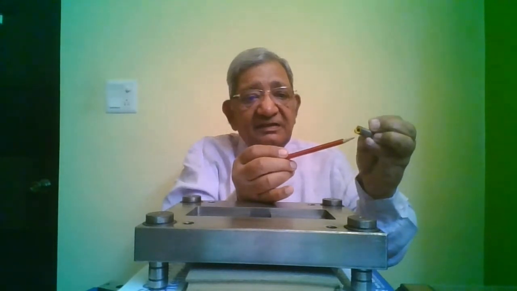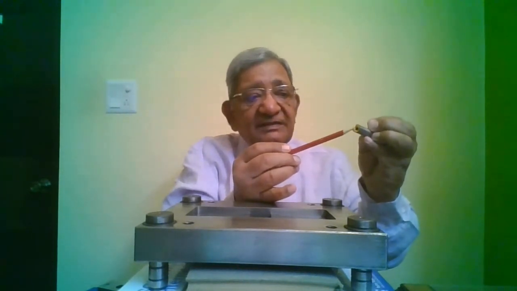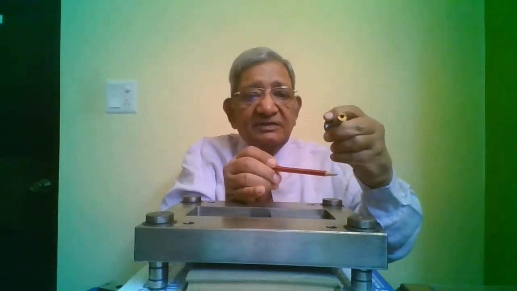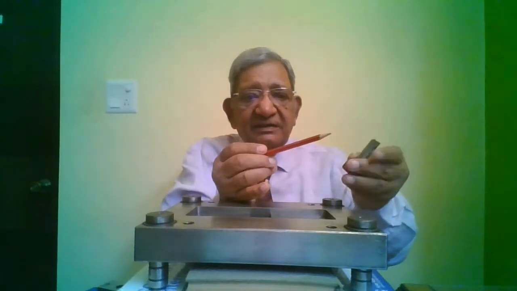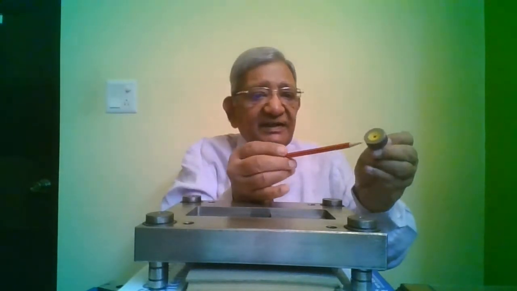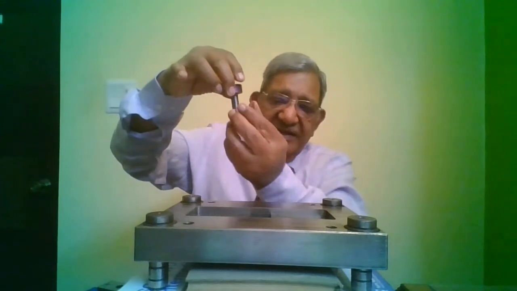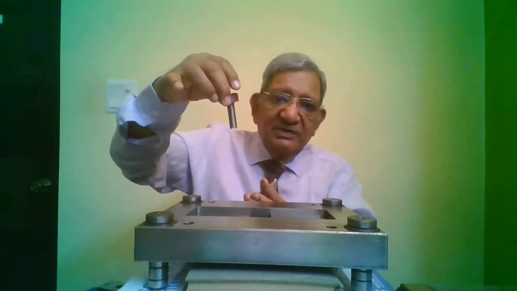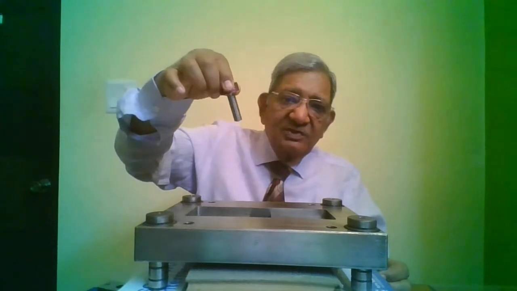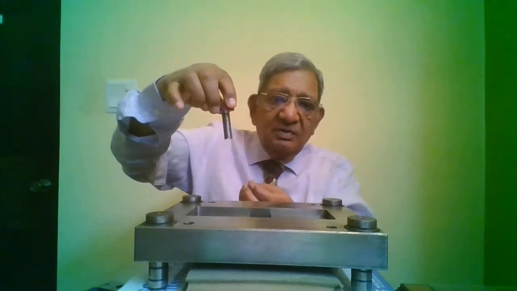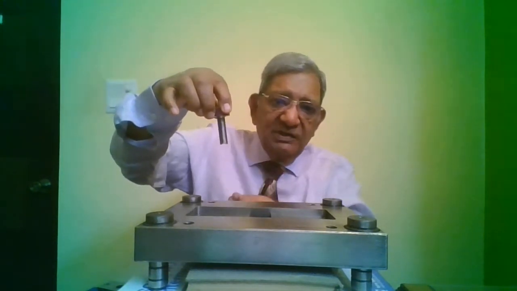You can see this hole is bigger in diameter and this hole is smaller in diameter. So this hole inside the sprue bush is a tapered hole, and this tapered hole is created so that the sprue comes out easily when it is pulled.